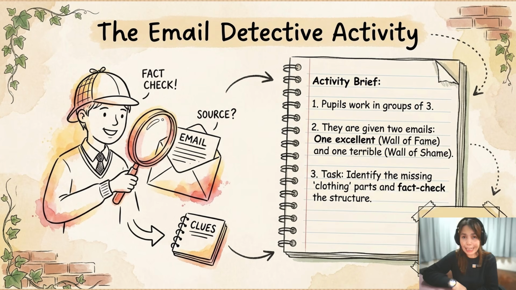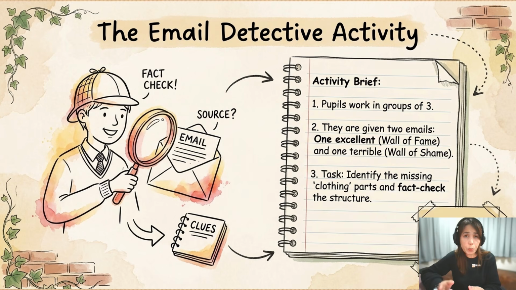Here comes the second warm-up activity, the email detective activity. Pupils become email detectives and work in groups of 3. They examine sample emails and decide whether each one belongs on the wall of fame or the wall of shame. Their task is to identify missing clothing, in other words, missing email components, and to fact-check the structure.